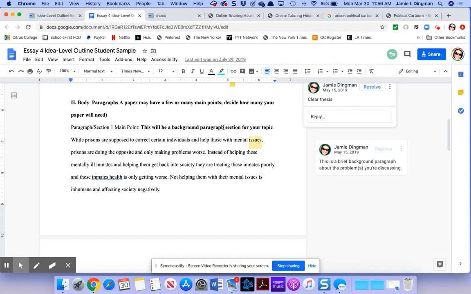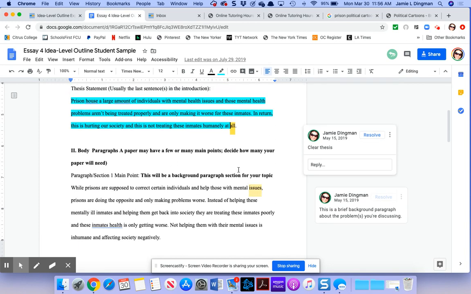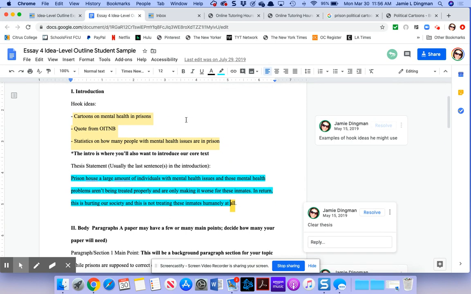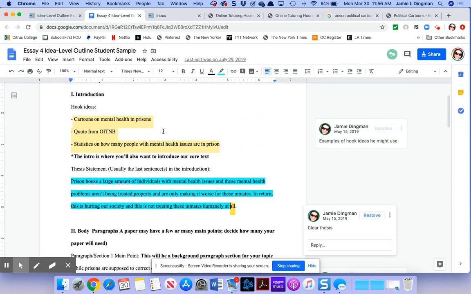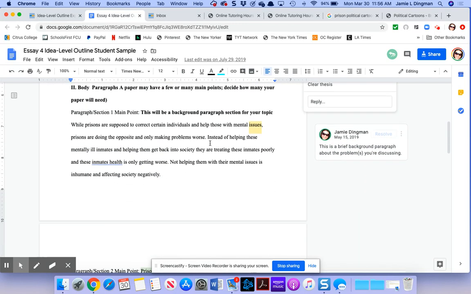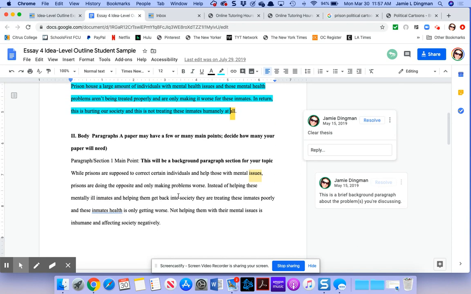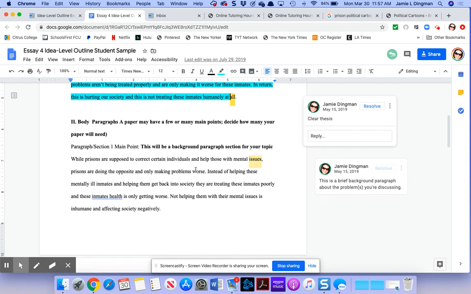Then the next section here is where you're going to introduce your problem, right? And that's why I have this note here. This will be a background paragraph, a background section for your topic, right? So the intro is grabbing the reader's attention and summarizing Orange is the New Black, ending with your thesis. And then you get into the background of your problem, right? You have to inform your audience. So this person's focusing on mental health issues. So they need to give us a little bit of background. Why are they covering this topic? How big of an issue is it, right? So let's take a look at what they give us.